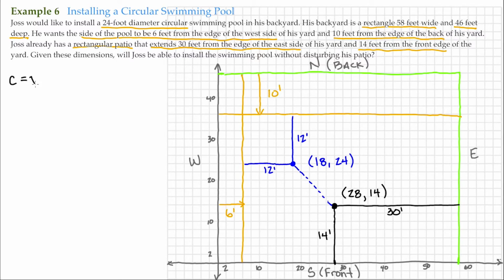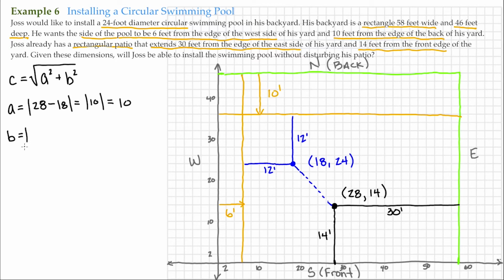C is equal to the square root of a squared plus b squared, where a is equal to the absolute value of the difference of the x's. So here are the x's. I've got 28 minus 18. 28 minus 18, that gives us the absolute value of 10. And the absolute value of 10 is 10.